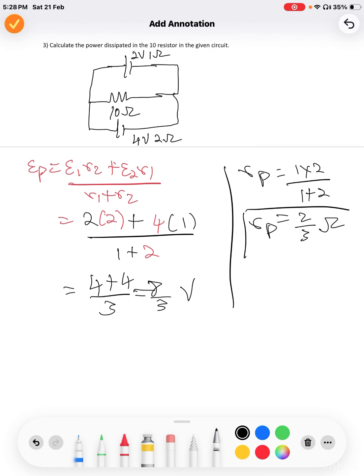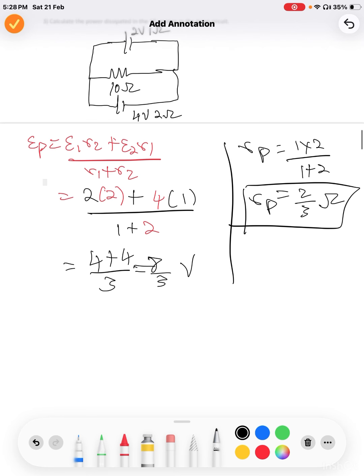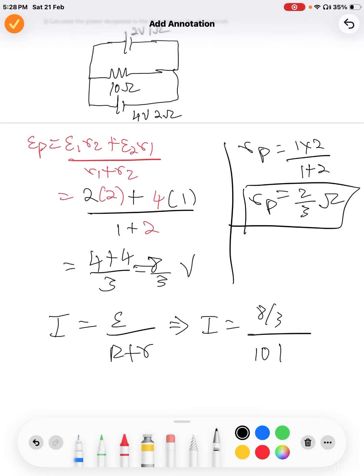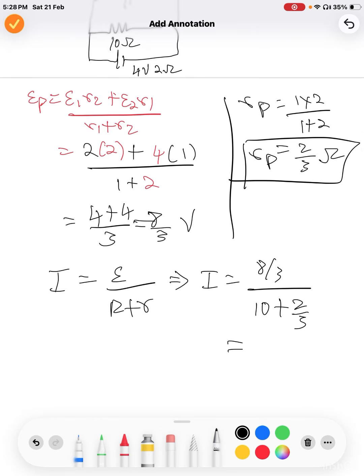Once you know the internal resistance value, we know another formula for current. So what is the current formula? I equal to E effective by R plus R effective. So from this formula I can write I equal to E effective value 8 by 3, by external resistor 10 ohm plus internal resistance 2 by 3 ohm. So if you take an LCM, this becomes 32 by 3, so 8 by 32 we will get. Correct now?